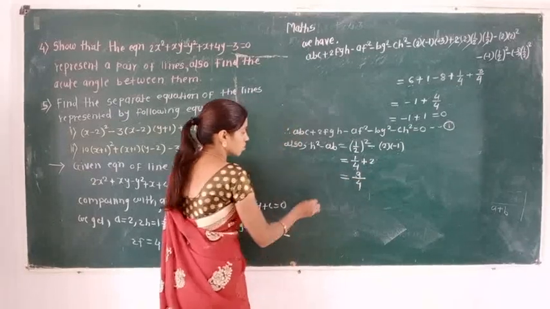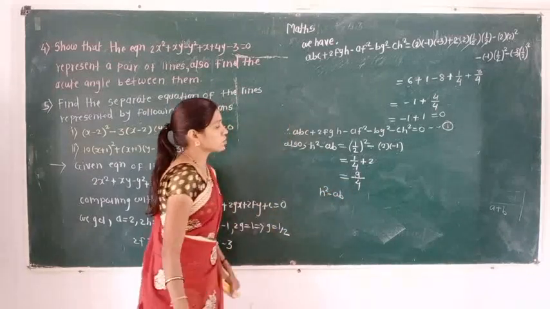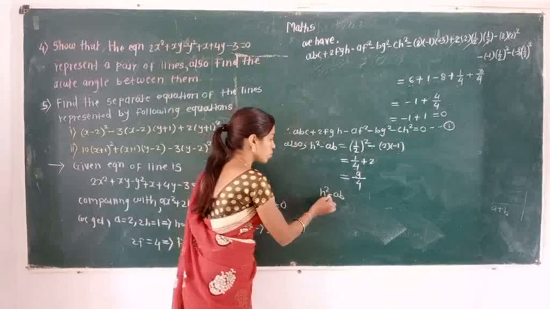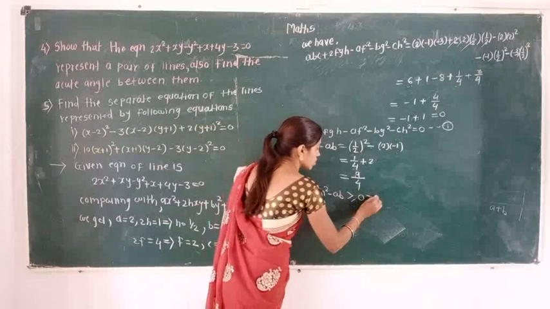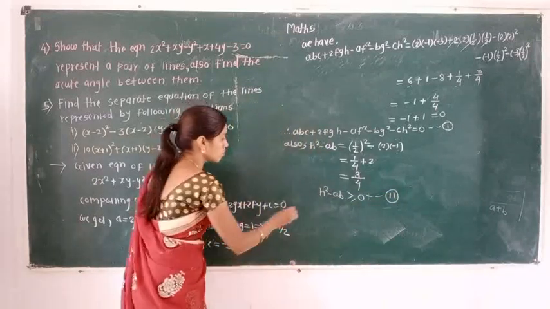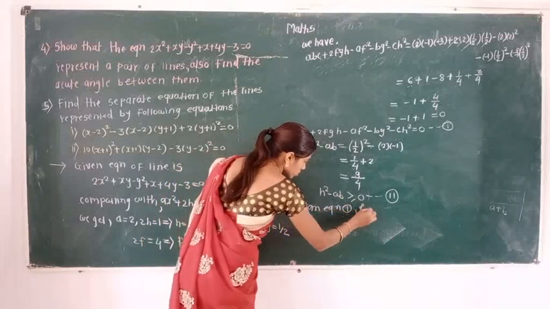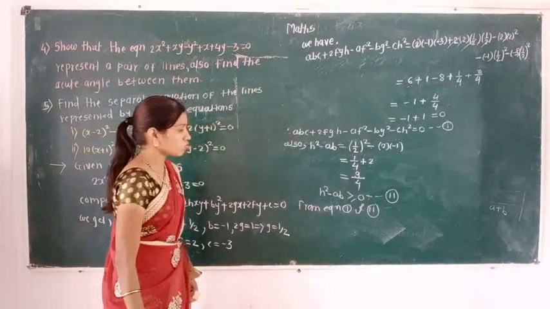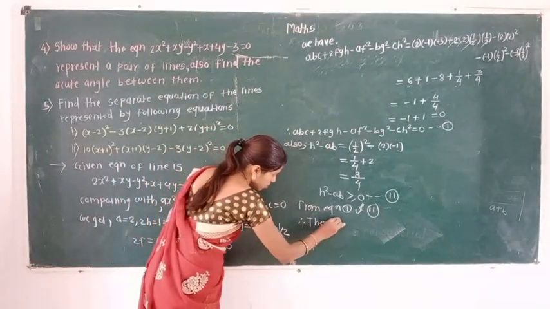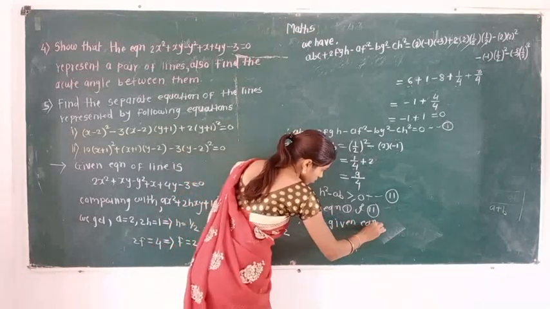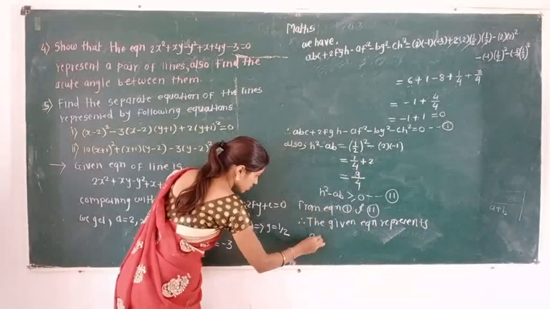In that case, h square minus ab is 9 by 4, which is greater than or equal to 0. This is the second condition. Now from equations 1 and 2, both conditions are satisfied, so the given equation represents a pair of lines.